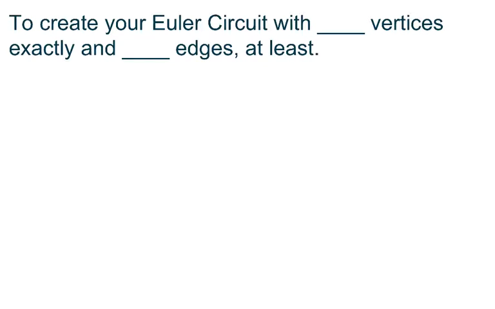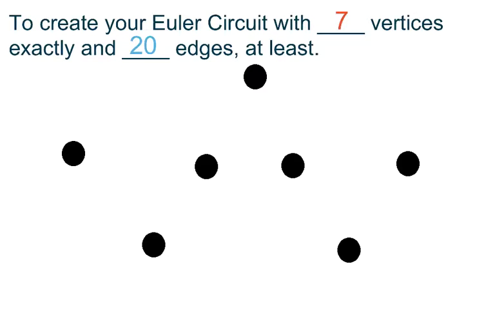So now we want to create our own Euler circuit with 7 vertices and 20 edges. Now I want exactly 7 vertices and at least 20 edges. You may need to use more than 20. So we have some vertices here. Just want to make sure we have exactly 7: 1, 2, 3, 4, 5, 6, 7. And now we need to start drawing some edges. So we'll take these vertices and begin connecting them.